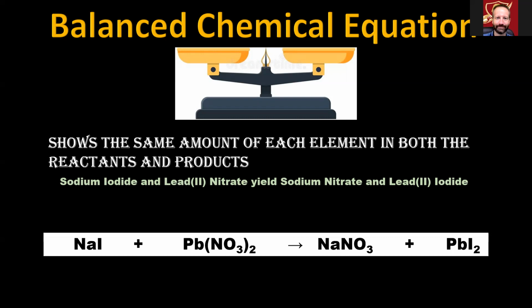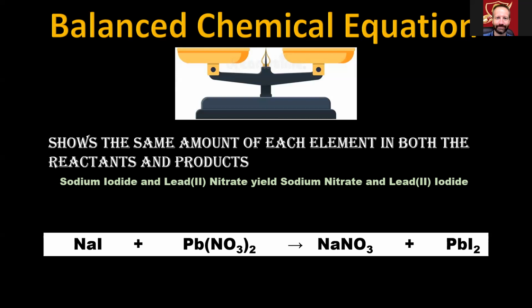So tell me this, how many Na's do I have on the left and the reactant side? 1 Na. And how many do I have on the product side on the right? 1. Okay, that balances so far. How many I's do I have on the left and the reactant side? 1. How many I's do I have on the right and the product side?